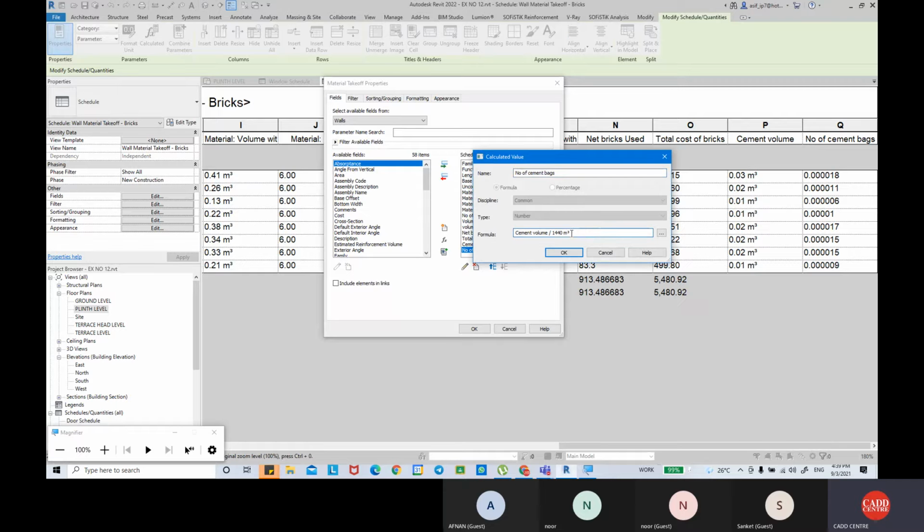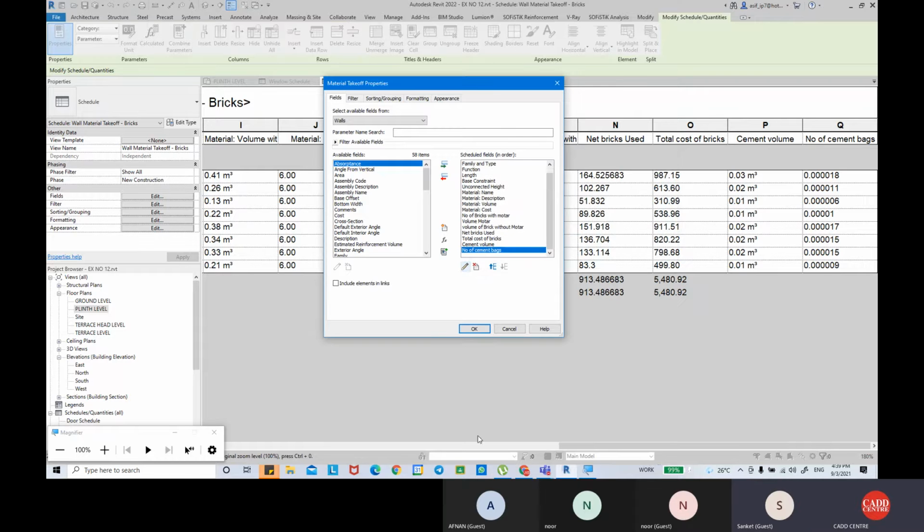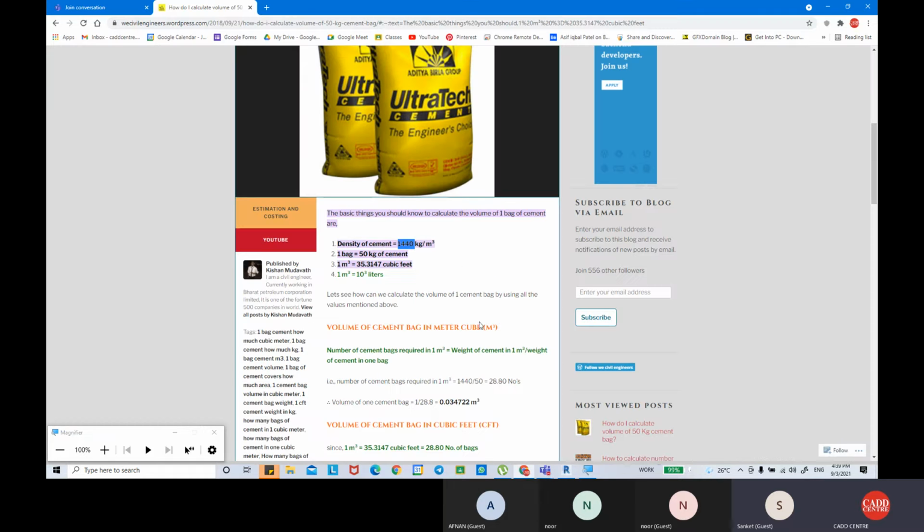Sir, he had not taken kg, he had taken cubic meter itself. He had calculated the volume actually on that cell. I think you took the wrong value. Some 0.03 was there in it. You check that page again. The volume of one cement bag is given below. Yes, 0.03. Here it is, sorry, I had copied the other one.